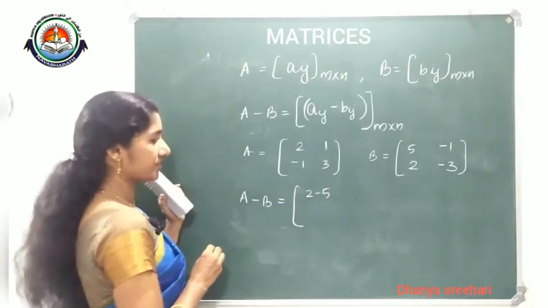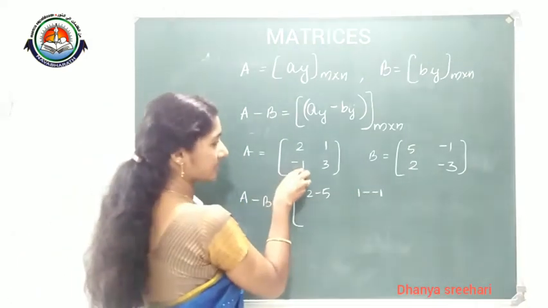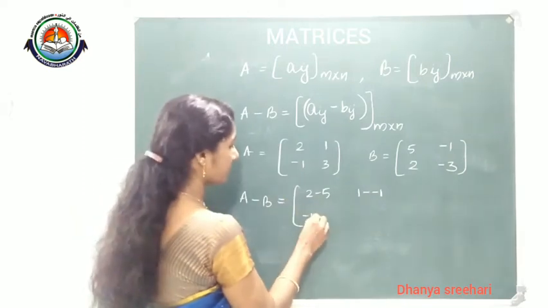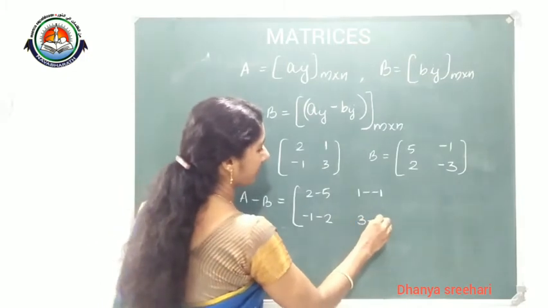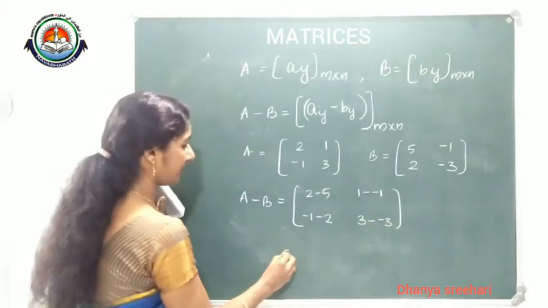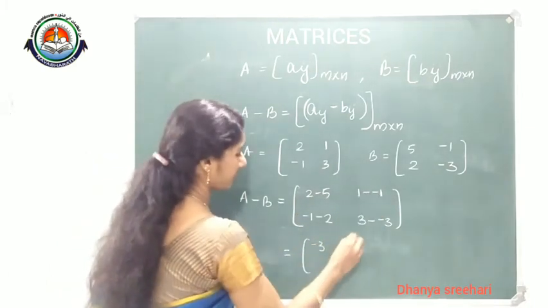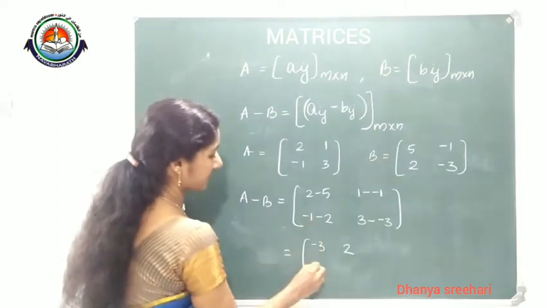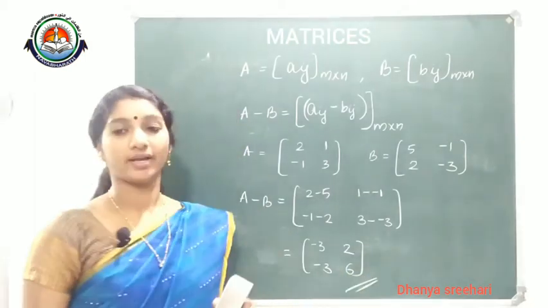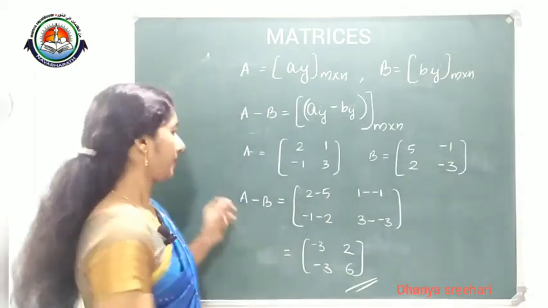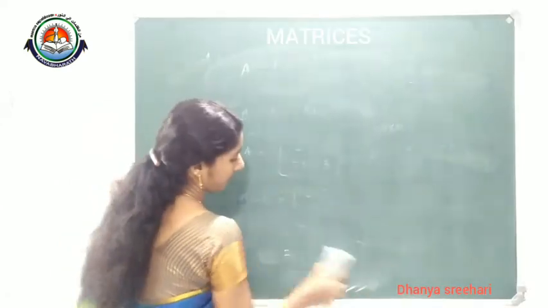2 minus 5 is the first element. Second element is 1 minus minus 1. In the second row, first element is minus 1 minus 2. And second element is 3 minus minus 3. So finally we are getting 2 minus 5 is minus 3, 1 minus minus 1 is 2, minus 1 minus 2 is minus 3, and 3 minus minus 3 is 6. So this is A minus B. Okay. Then we can do some problems based on these concepts by using these ideas.